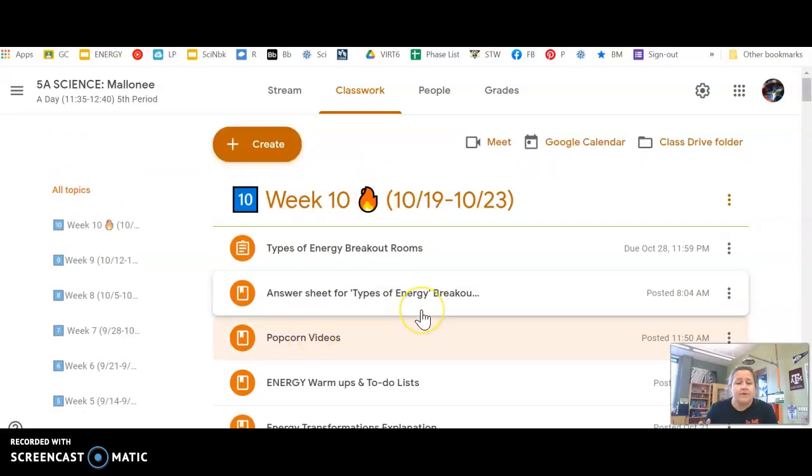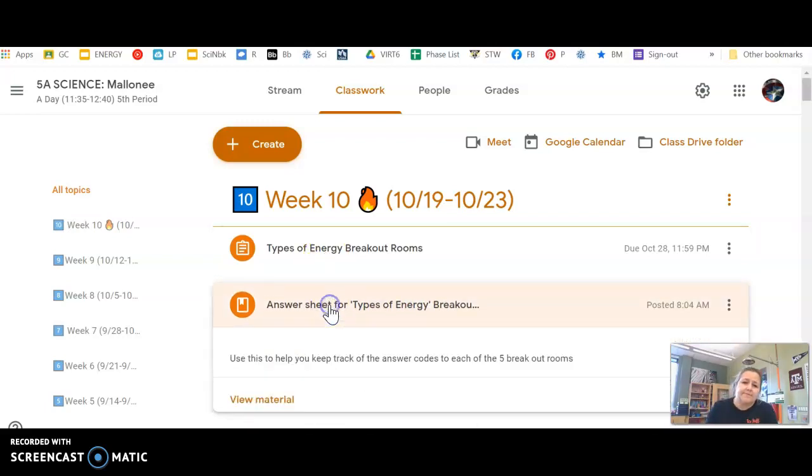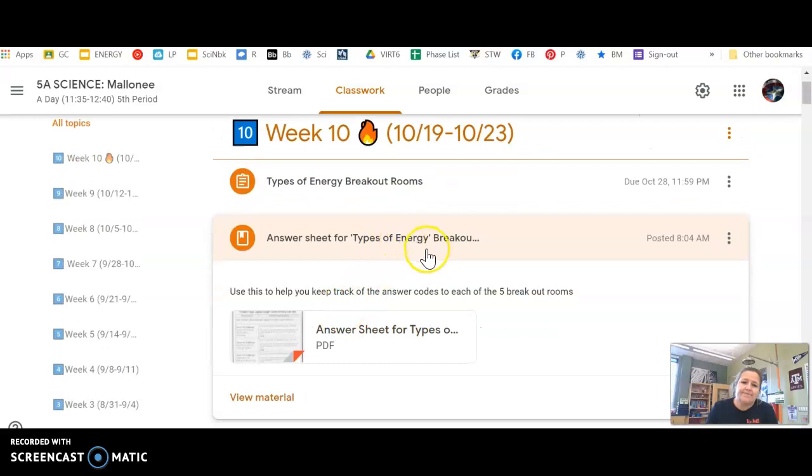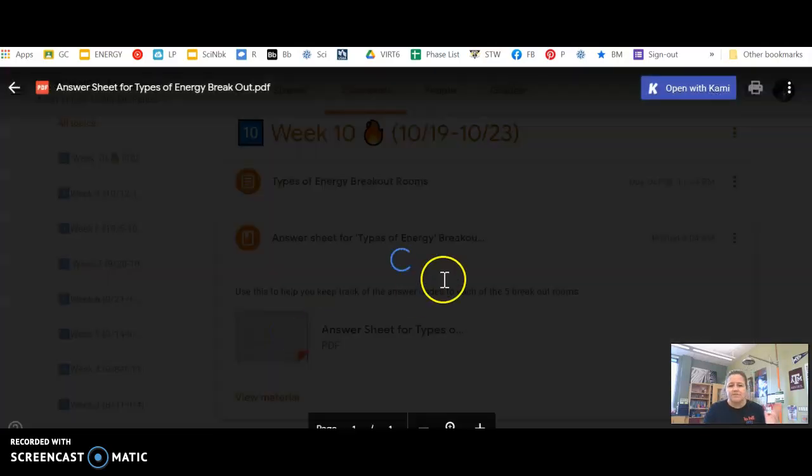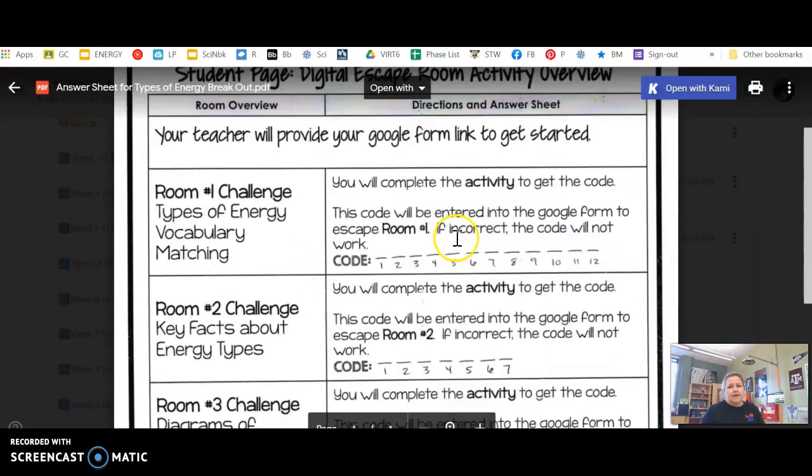And then we're going to start. We are not going to finish. We will continue this next week. You see 2 things here. You see the answer sheet for types of energy breakout. If you have access to a working printer, feel free to print it. This one is much easier than the last breakout we attempted.